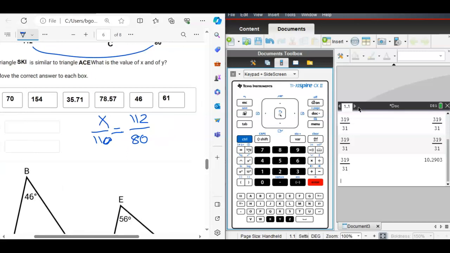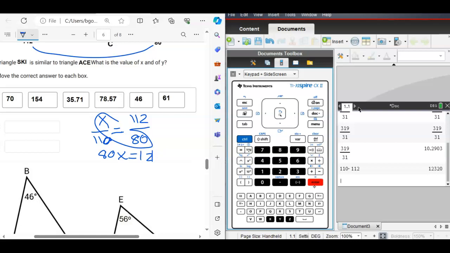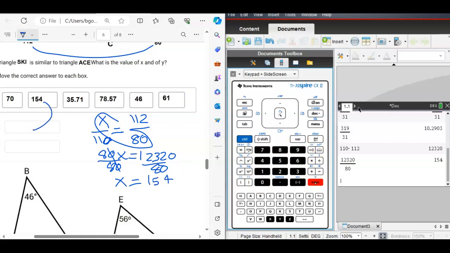All right, so x times 80 is 80x. 110 times 112, 12,320. Oh my goodness. And then divided by 80. $154. So I can drag that right there, right?